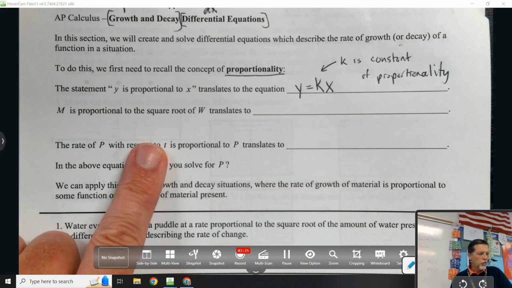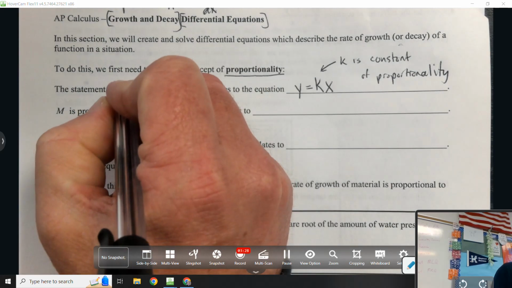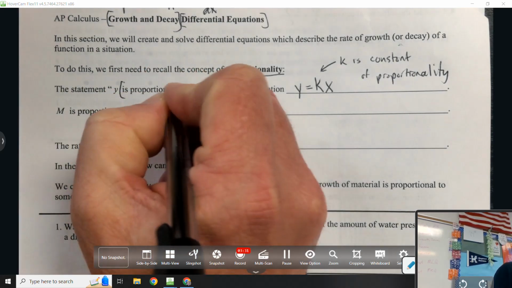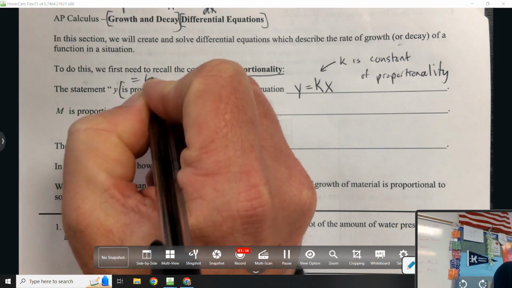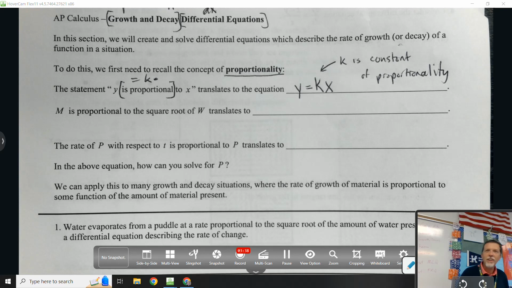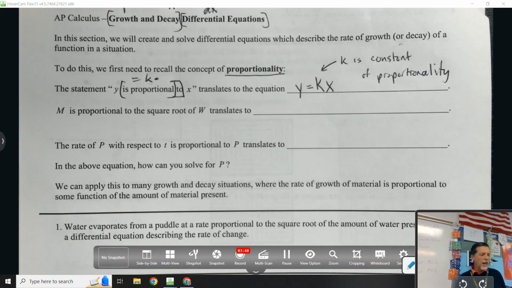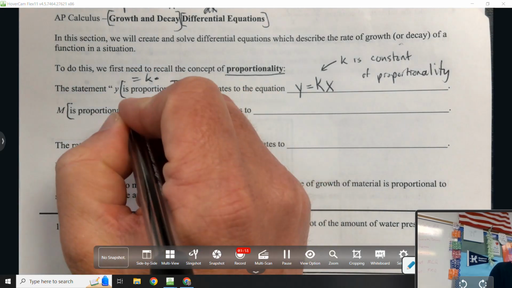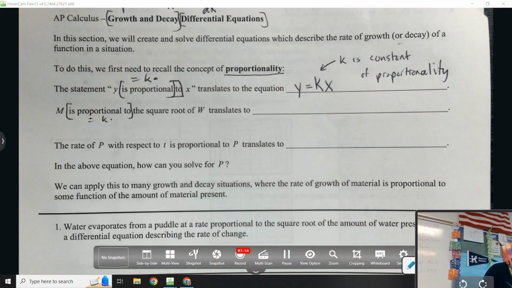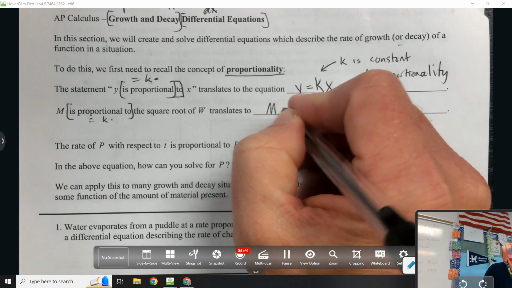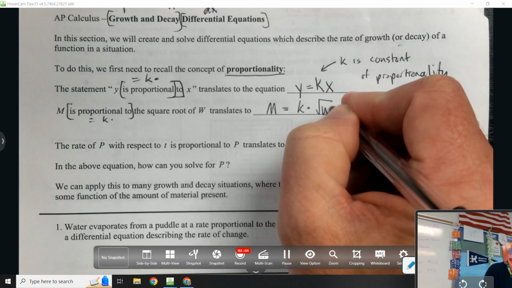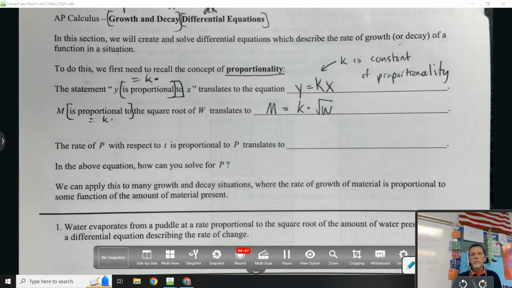How about m is proportional? Another way to say this is, is proportional to means equals k times. We're always figuring out how to translate English into math. So if we say m is proportional to the square root of w, that means m equals k times the square root of w. So is proportional to sticks a k in there.